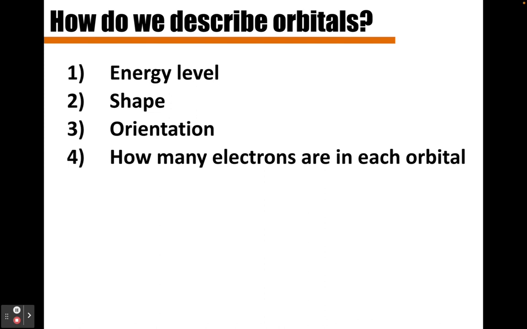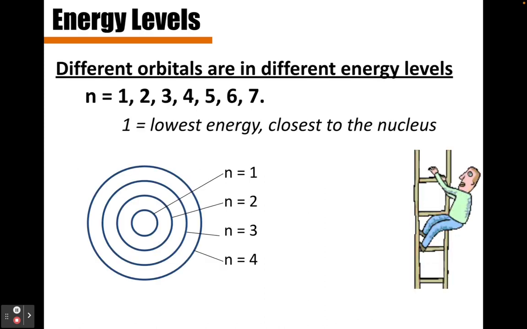That's the fourth quantum number that's getting into electron spin. That's really talking about the electrons themselves, not so much the orbital. But we'll get to that in a moment. So these are the four ways in which we would describe, say, an orbital: the energy level, the shape of the orbital, the orientation, and how many electrons are in each orbital.